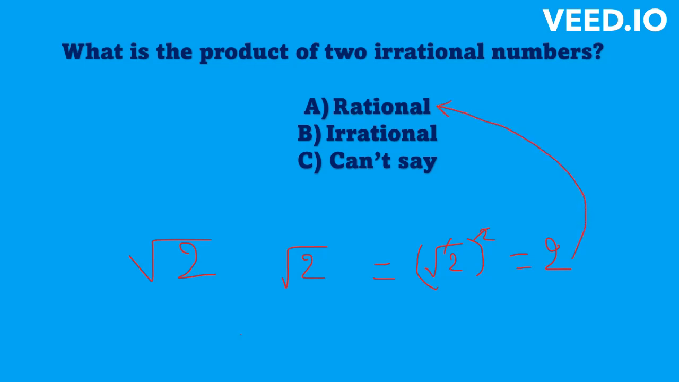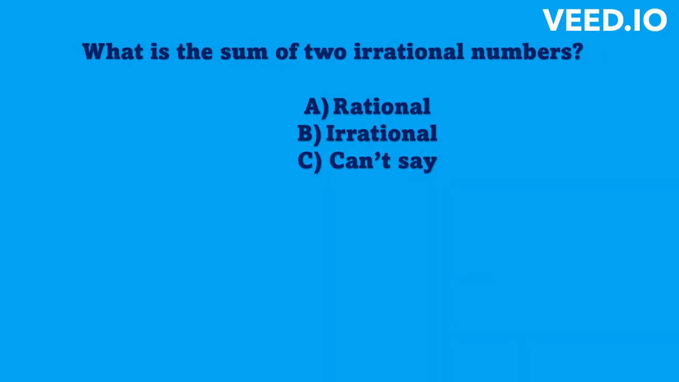Let's take one more example. Pi and pi, these are two irrational numbers. The answer is also an irrational number. You are multiplying two undefined values, two vague numbers to get a vague number. So this is irrational. So the answer is, we can't say what the product is, whether the product is rational or irrational. We can say the product of two irrational numbers can be either.